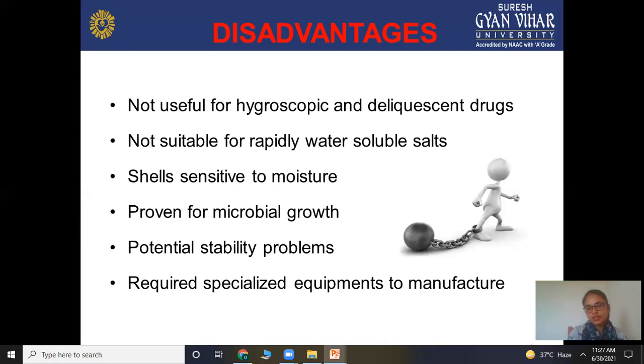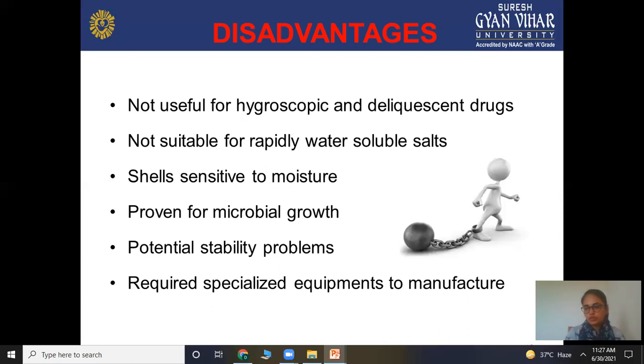Next is requires specialized equipment to manufacture. All types of equipment are not suitable for manufacturing this hard gelatin capsule. It requires specific or specialized equipment for manufacturing hard gelatin capsules. It requires certain specific equipment for manufacturing, because without proper equipment you can't manufacture the shell or gelatin shell.